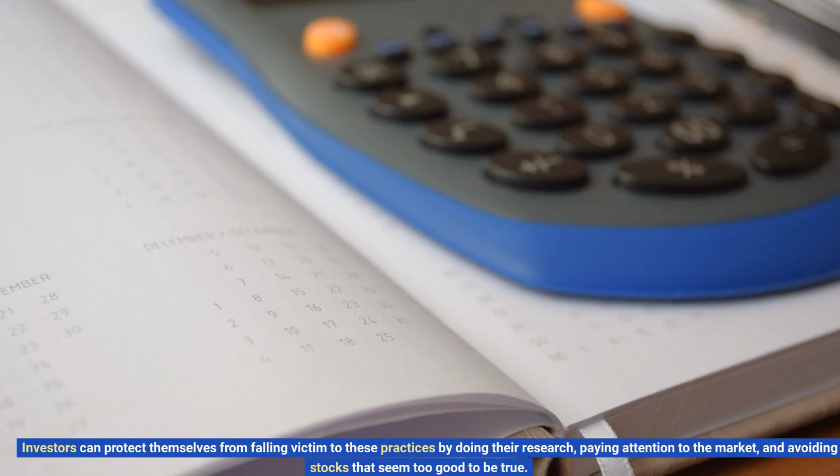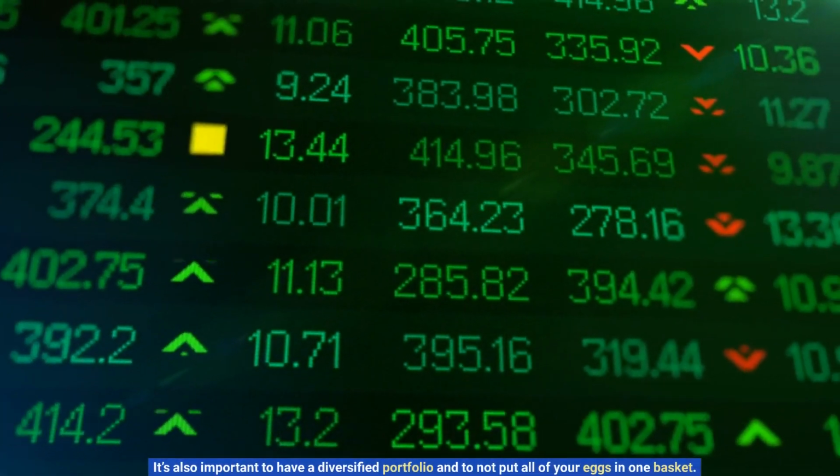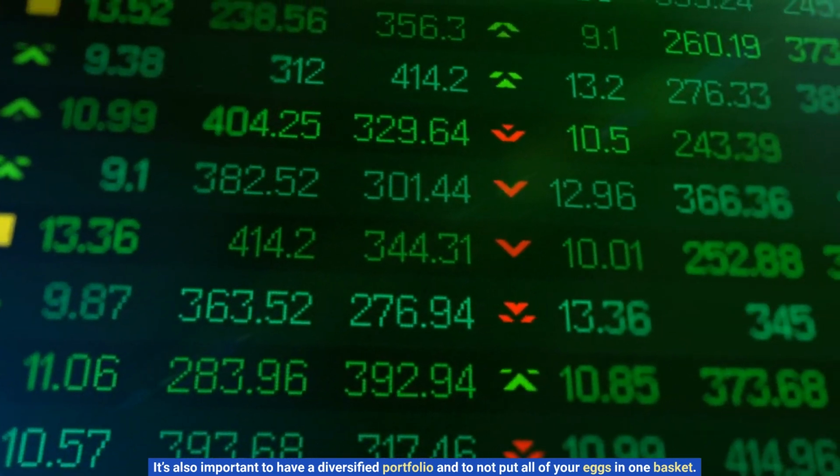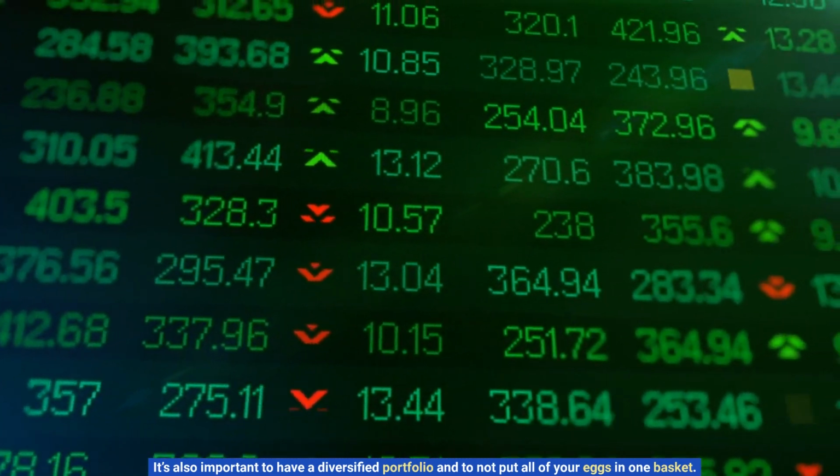Investors can protect themselves from falling victim to these practices by doing their research, paying attention to the market, and avoiding stocks that seem too good to be true. It's also important to have a diversified portfolio and to not put all of your eggs in one basket.